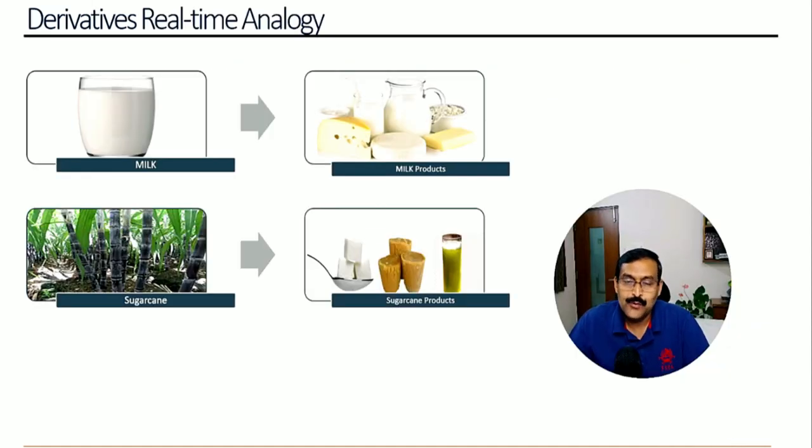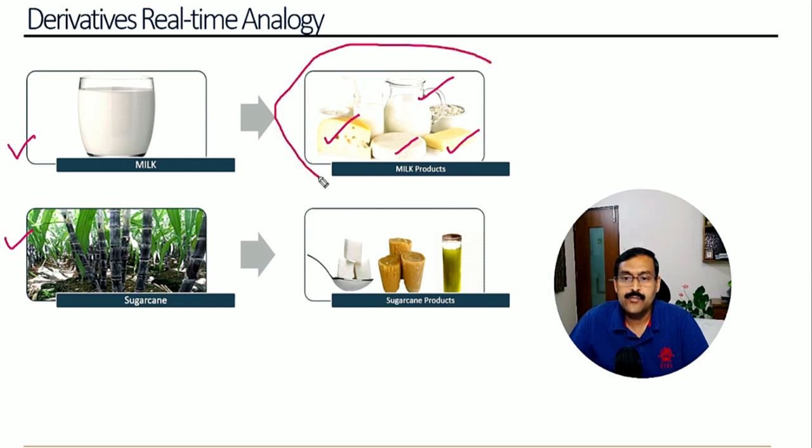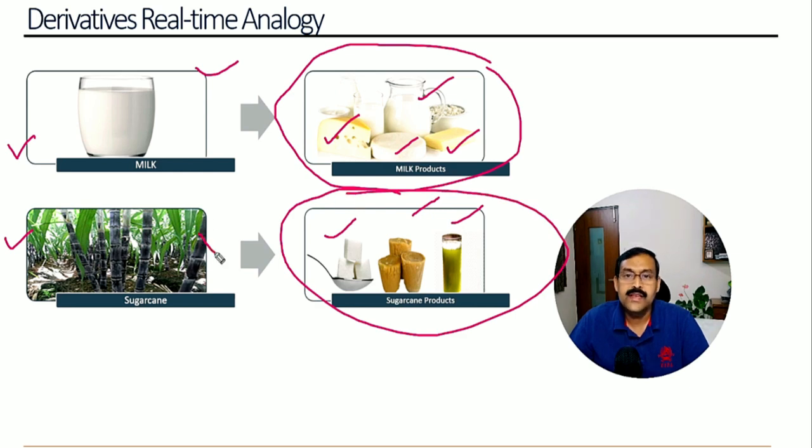Here is a quick real-life analogy of derivatives. For example, you have milk and sugarcane as the base products. From milk, the underlying asset, we can derive cheese, butter, paneer, buttermilk, etc. So these are the derived products from the underlying asset such as milk. From sugarcane, we can make sugarcane juice, jaggery, and sugar as well. So these are the derived products of sugarcane.